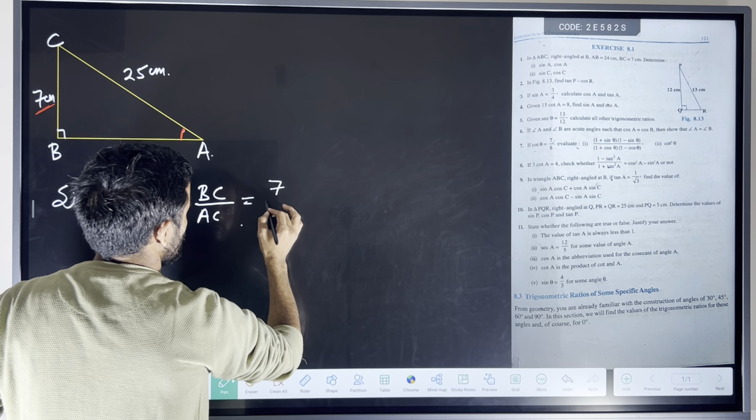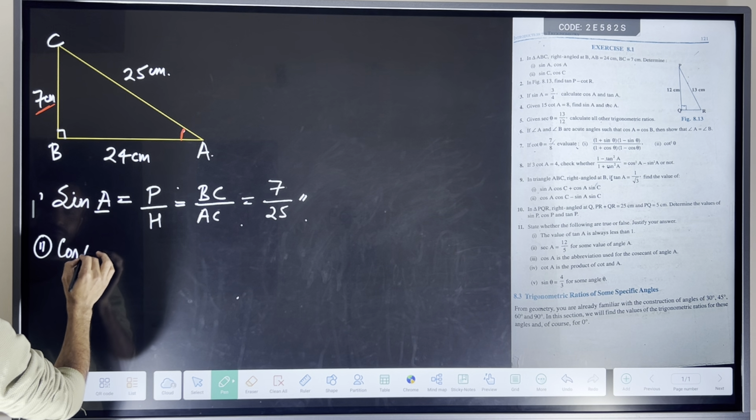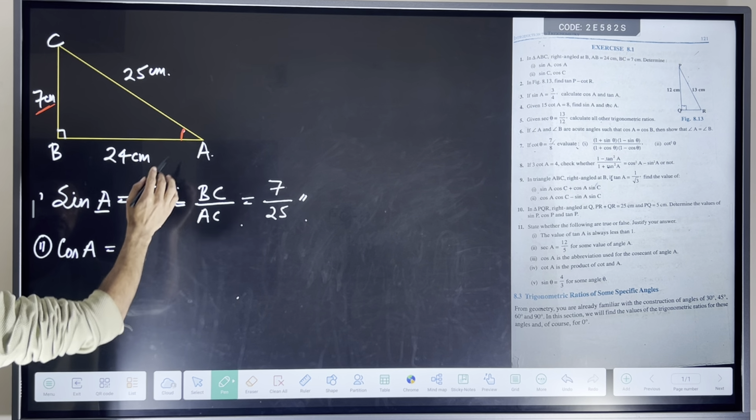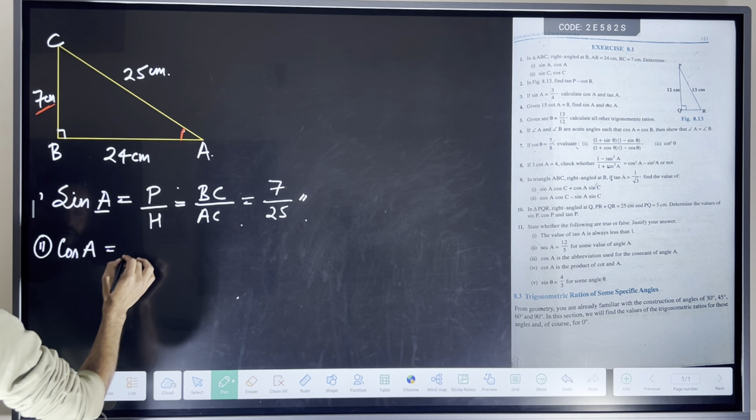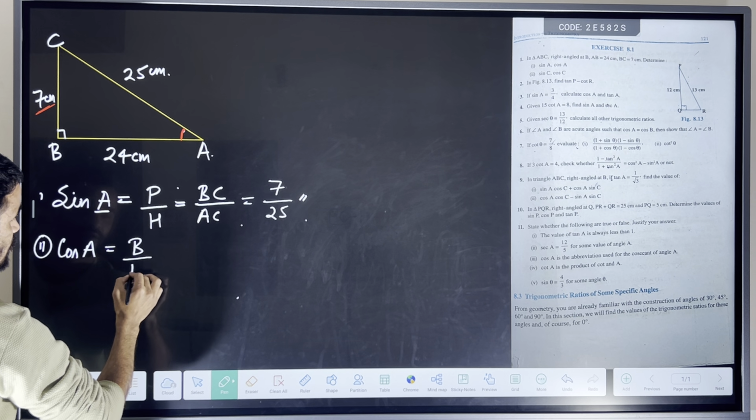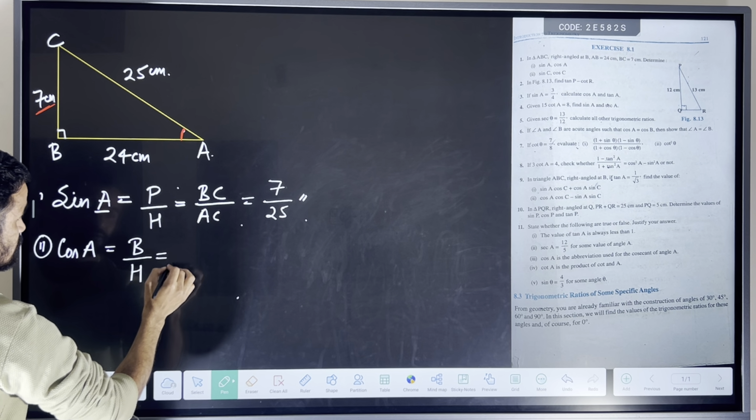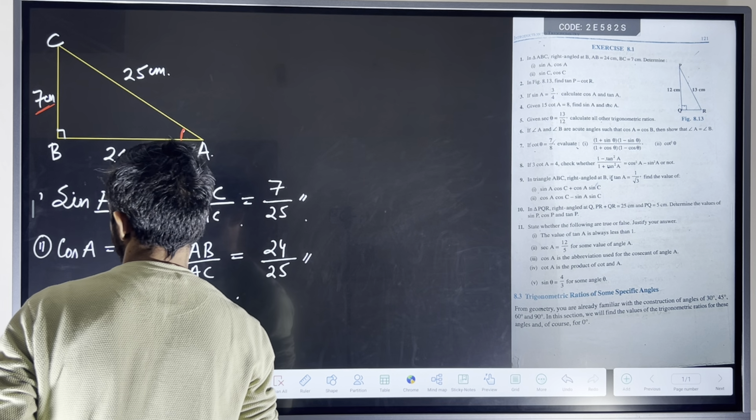Second one, that was cos of A. Cos of angle A: cos is base upon hypotenuse. What is base? Base is AB and hypotenuse is AC. Now the value of AB is 24 and the value of AC is 25.